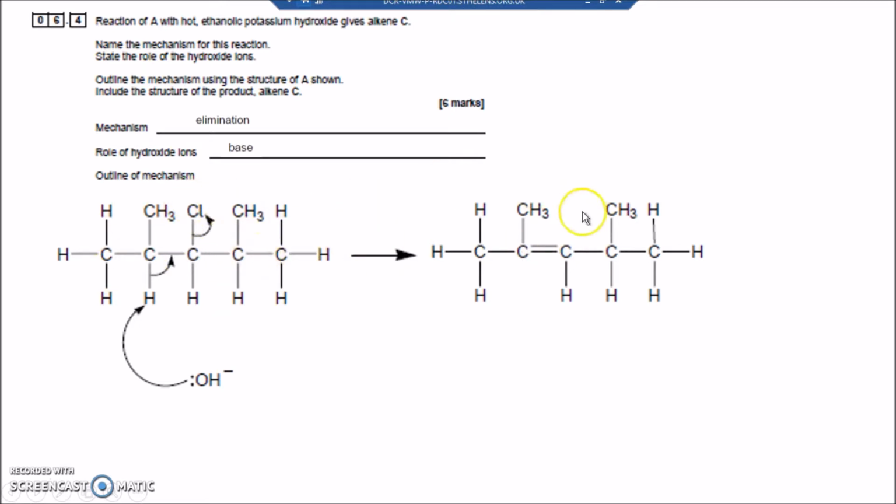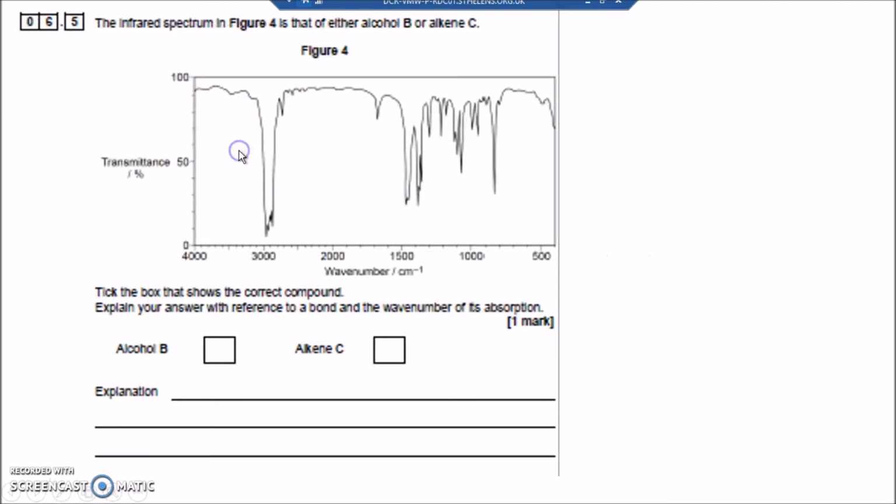So atoms have been removed, eliminated, elimination, and the role of the hydroxide ions is that the OH minus has gained an H plus to become water. So it's gained an H plus. Remember, an H plus is an acid, and something that reacts with an acid is called a base.